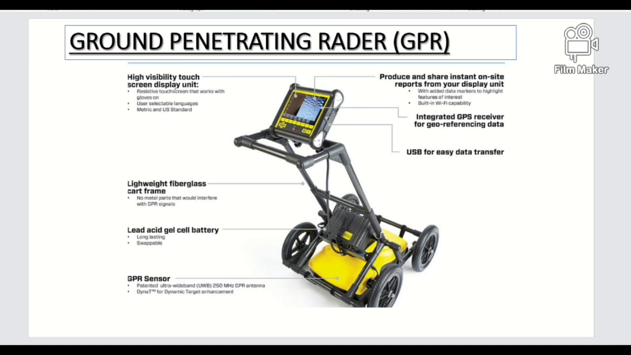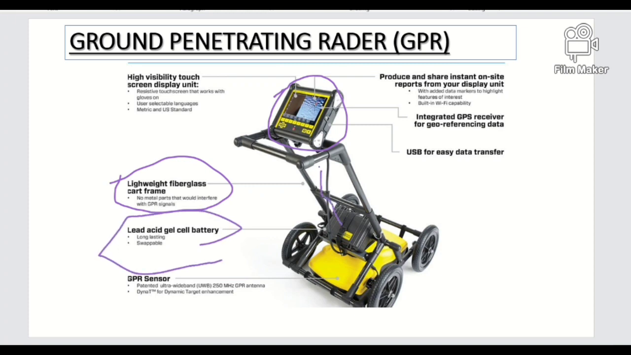So here first we see that this is the display, which is used to show the subsurface reflect wave image. And here a fiberglass cart, which is used for moving the GPR machine equipment. And here a cell battery, which produces the electricity to generate the electromagnetic wave, and also runs the display.